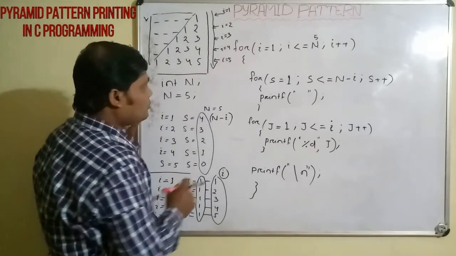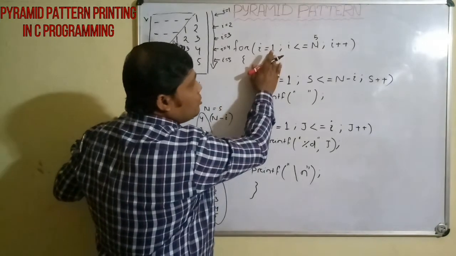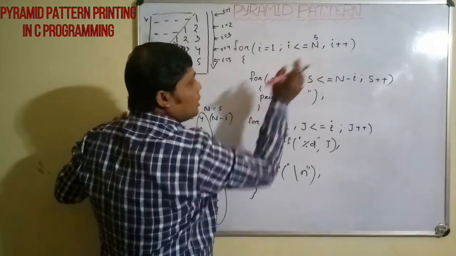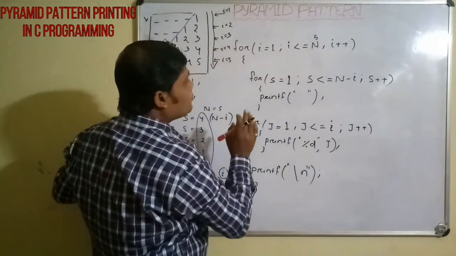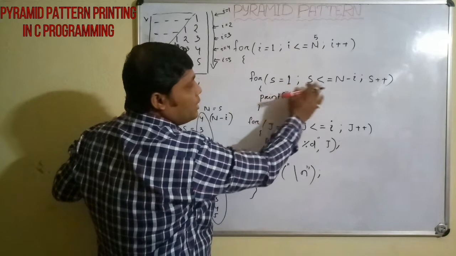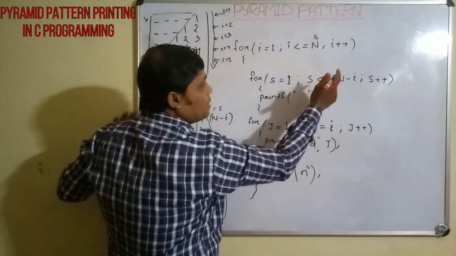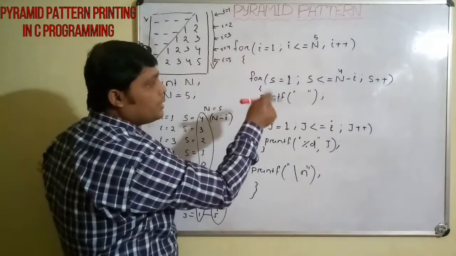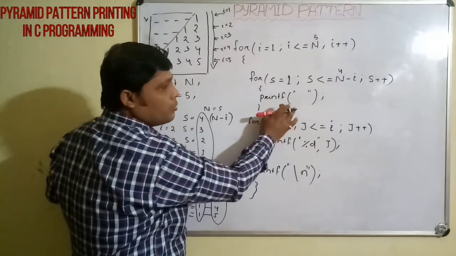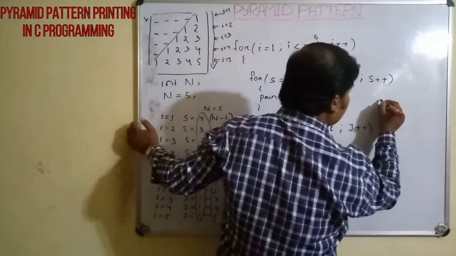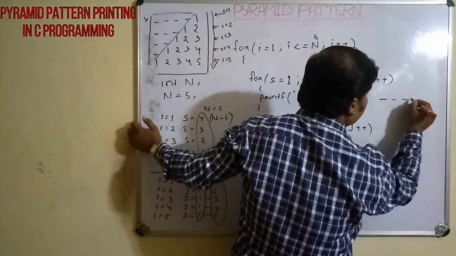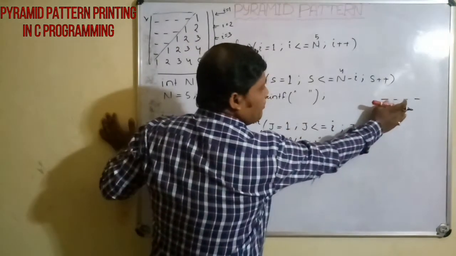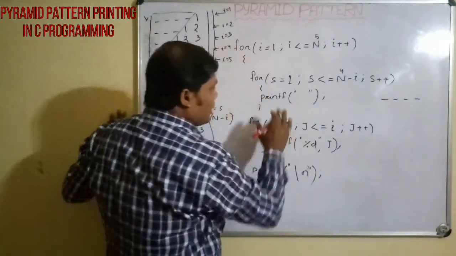You can see. Suppose i value is 1, 1 less than equal to n, this is i plus plus. Then s will start from 1, n minus i, n value is 5 minus 1, this is 4. So it will continue for 4 times and it will print what? 4 spaces. You can see it will print 4 spaces.